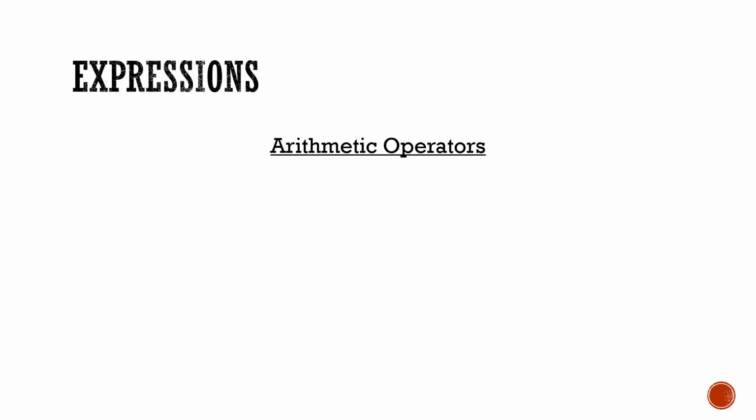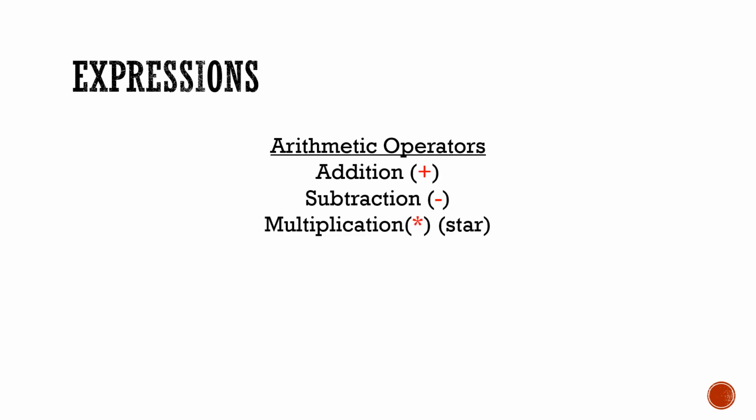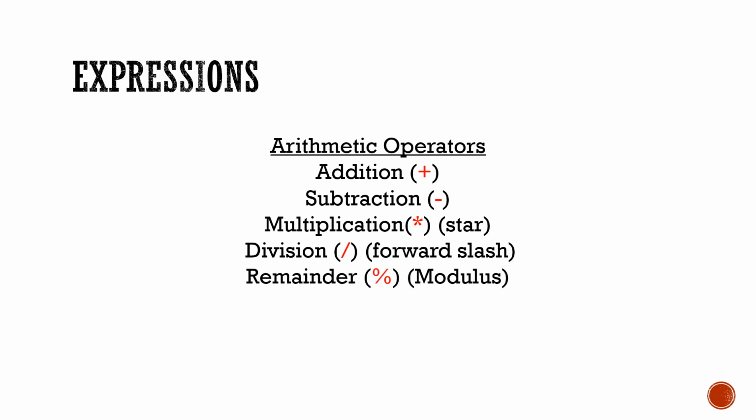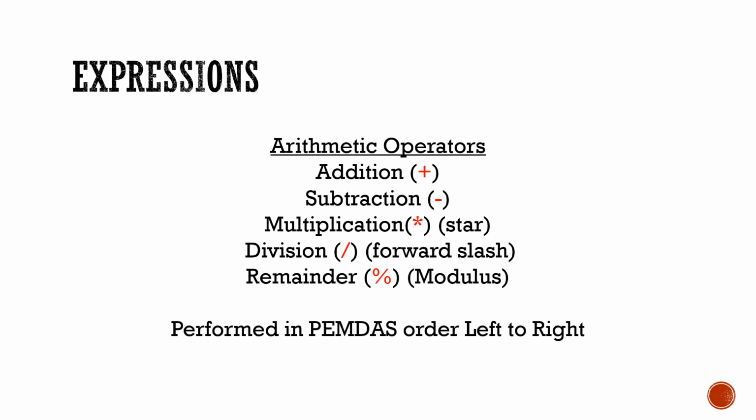Expressions are a combination of one or more operators and operands that usually perform calculations. Here you can see the different operators: plus for addition, dash for subtraction, star for multiplication, / for division, and a % for remainder. Java performs these operations left to right in the order of PEMDAS.